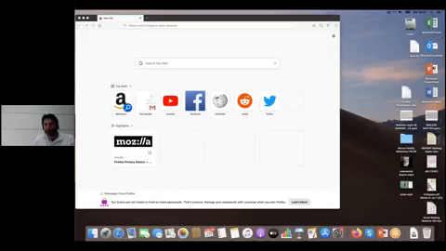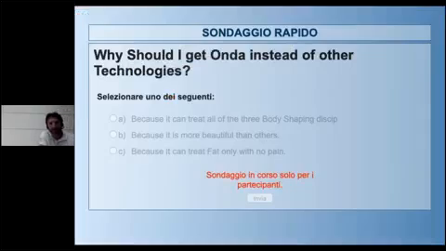And then the last question before we finish the webinar today. Why should I get Onda instead of other technologies? Because it can treat all of the 3 body shaping disciplines: fat, skin laxity, and cellulite. Because it's more beautiful than others, maybe. Because it can treat fat only with no pain. And the result is the first one, because it can treat all of the 3 body shaping disciplines. Congratulations, you all.